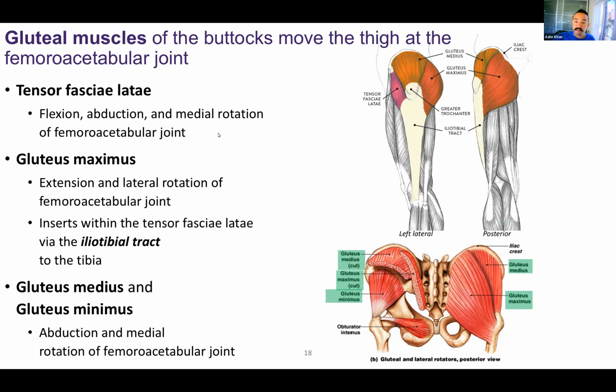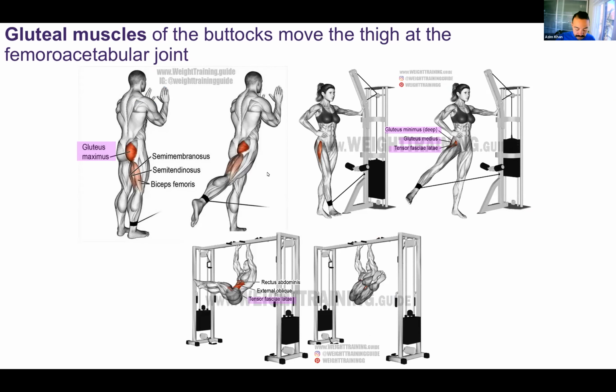If you want to see these muscles in action, you can start in this standing position and then bring your heel at an angle posteriorly. You're extending your femoroacetabular joint. That works the gluteus maximus, among others. To start here and end here, this abduction motion, using your gluteus minimus, medius, tensor fasciae latae.